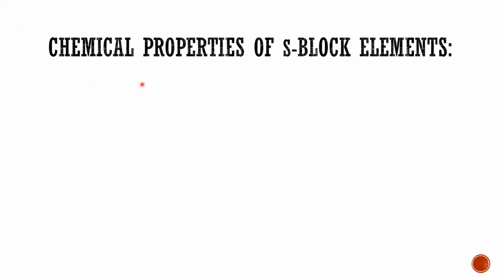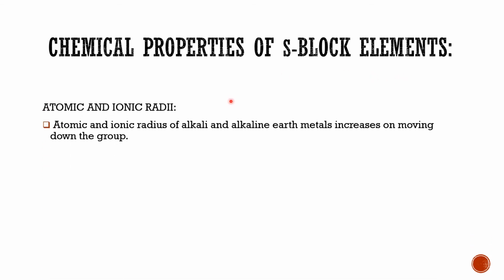Now we are going to see the chemical properties of S block elements. The first one is atomic and ionic radii. Atomic and ionic radii of alkali and alkaline earth metals increase on moving down the group.